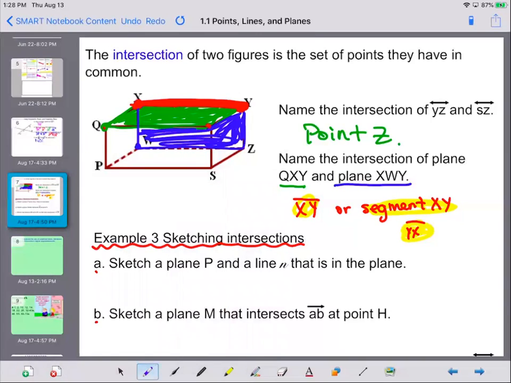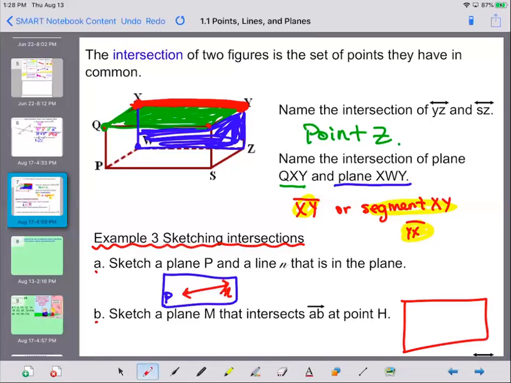So it says to sketch plane P. So I'm going to sketch a plane. I'm going to call it plane P. And a line N that is in the plane. Okay, so I need a line. And it's going to be in this plane. So I'm going to put a line. Remember, it's got arrows. And I've got a little cursive N towards the end. So did you draw a plane or some sort of rectangle or square shape with a line in between or on top with arrows?